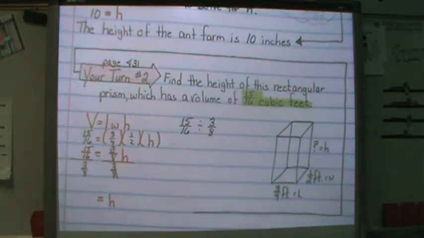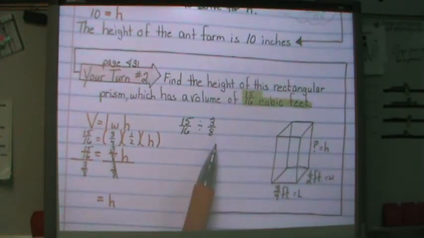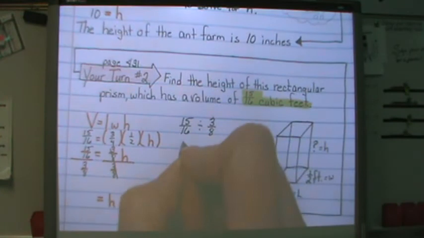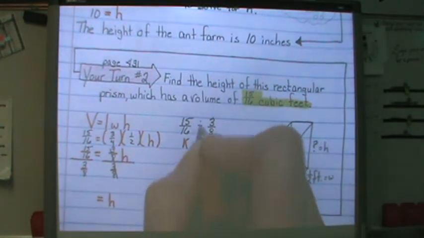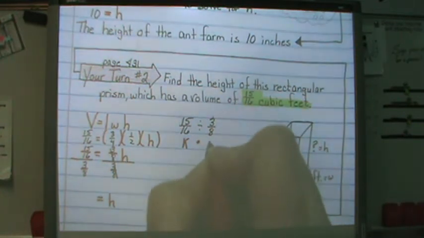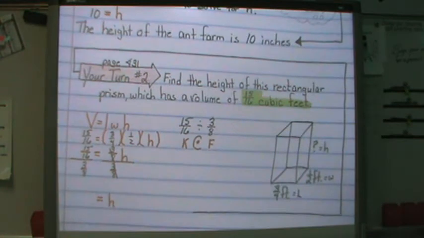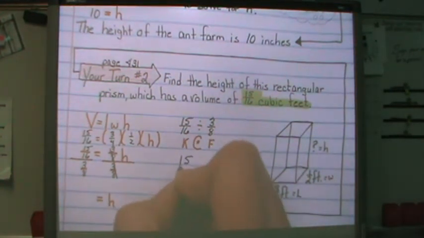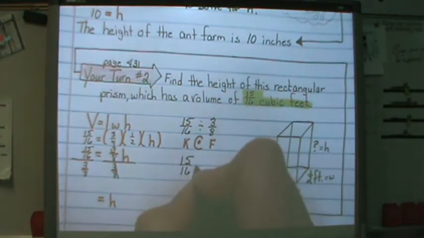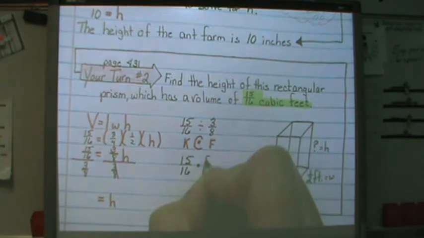Okay, you should be able to recognize from this right here back to Module 4 when we were multiplying and dividing fractions, you can't do this. You have to do keep, change, flip. You keep the first fraction, you change to multiplication, and you flip the second fraction. So that means I keep the first one, 15/16, change to multiplication, and then I flip. The 3/8 becomes 8/3.